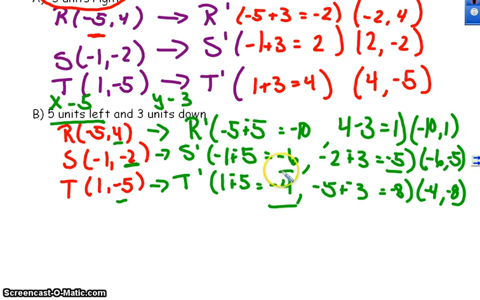Okay, so once again, when I go to the left or to the right, it affects the x value here. When I go up or down, it affects the y. Okay, and then you're just thinking about what you would do on a coordinate plane. When I go up, I add. When I go down, I subtract. When I go to the right, I add. When I go to the left, I subtract. Okay, and you're going to do it to those x and y values.